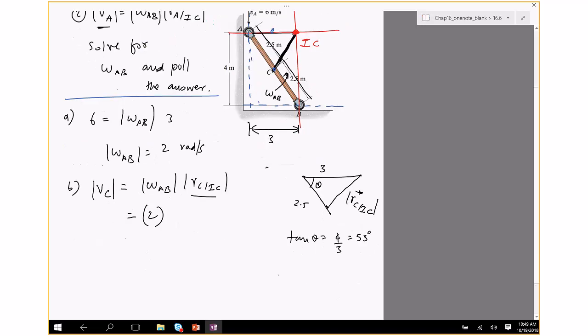So you can find R_CIC is going to be square root of 2.5 squared plus 3 squared minus 2. Let me just complete it. But basically, I was thinking of using the cosine rule, finding that, putting it here, finding the velocity of C. Okay, I'll see you on Monday.